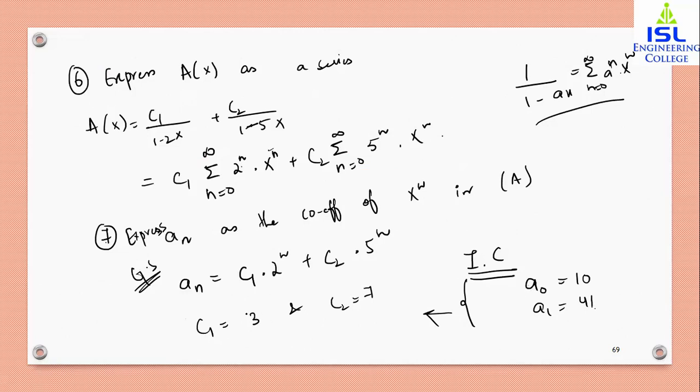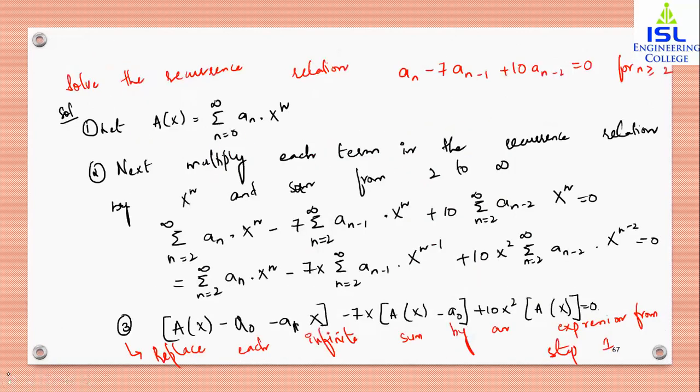And now once we get this 3 and 7, our final general solution will be an is equal to 3 into 2 power n plus 7 into 5 power n. So this is the general solution by using generating function.